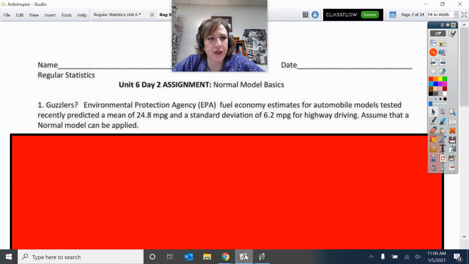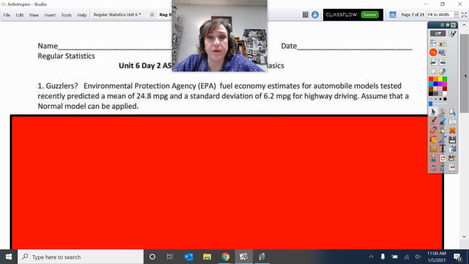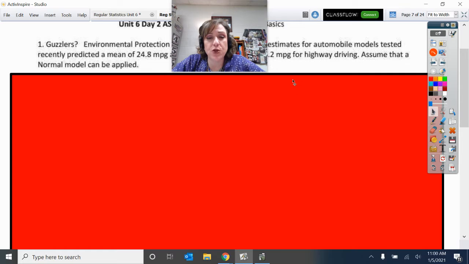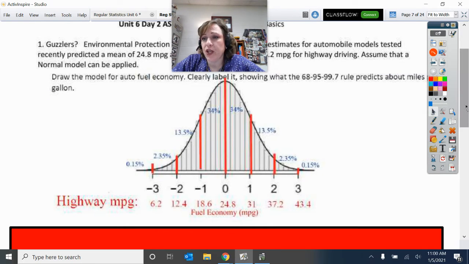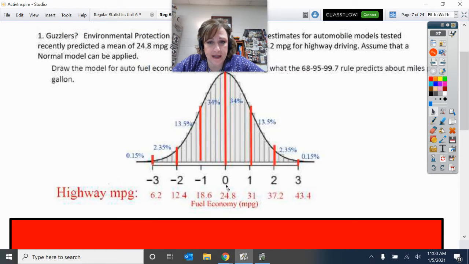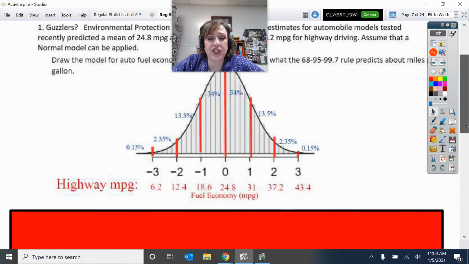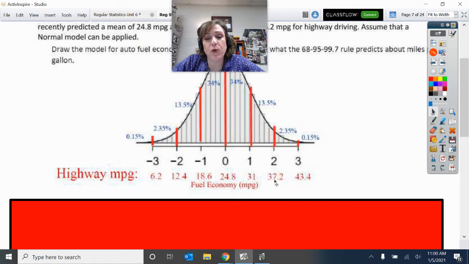All right, let's go over your day two assignment on your normal model basics. Here, first, you had the vehicles, and we were interested in the miles per gallon that they get. We knew that that was normally distributed. If you had filled this out, then you would have it looking like this, where the mean was 24.8 and the standard deviation was 6.2. So I added up 6.2 each time and then subtracted down 6.2.